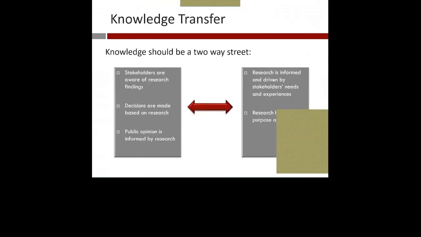And while this chart or graphic may look complicated, we can boil it down to saying that knowledge transfer really implies that knowledge should be a two-way street. By that, we mean stakeholders would be aware of these research findings and decisions will be made based on the research that's being done, and also public opinion is going to be informed by the research. And on the other side of that street, you have the researcher, and their research is hopefully being informed and driven by those stakeholders' needs and experiences, and their research can have a clear purpose and effect. Both of these are in balance, and ideally these two sides of the street are always talking to each other so that they know what the other is doing.